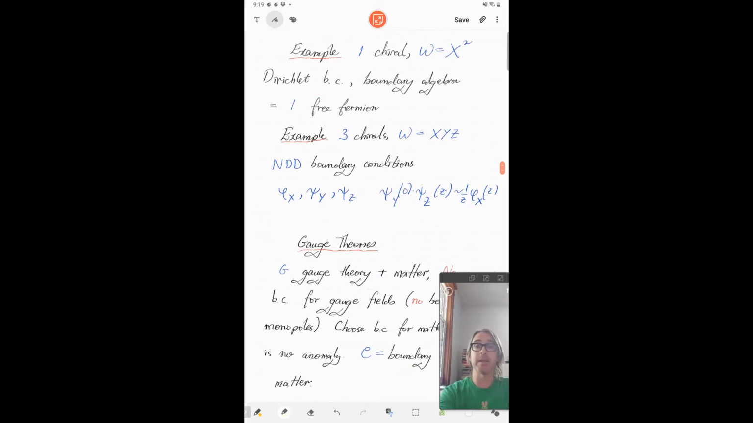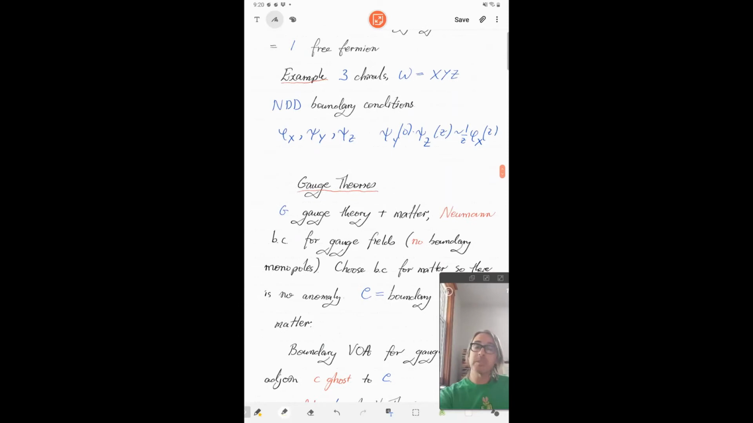Here's another example which will be important for us. We take the XYZ model. So I have three chirals, the superpotential is XYZ, and I want to give them Neumann-Dirichlet-Dirichlet boundary conditions. Now, the superpotential contributed to the BRST operator and also the OPE. Well, the first derivative of the superpotential vanishes on the boundary, so that doesn't contribute, so we get no change of the BRST operator. We do get this kind of funny OPE, where my two fermionic operators, which come from the Dirichlet boundary condition, the OPE is my bosonic operator.